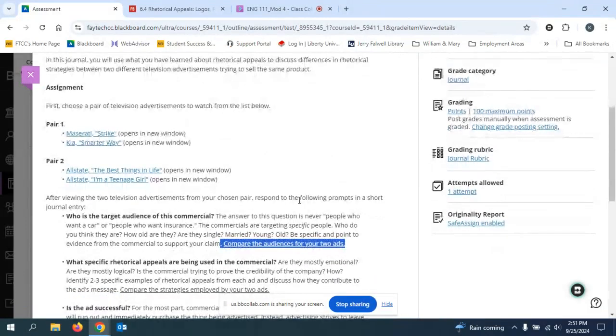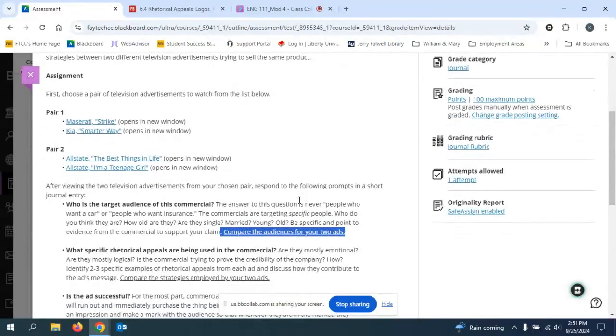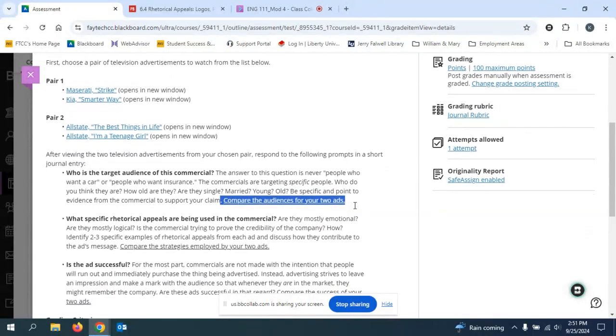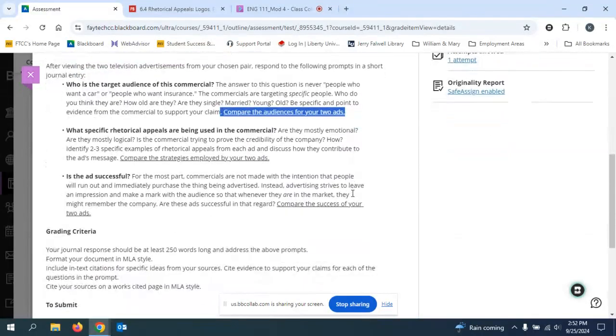How are the audiences similar? How are they different? Are the age groups the same? Are we expecting that one audience is going to be more educated than another? That's the comparison that you need to make. So first, answer the questions about both of those commercials and then make the comparison within that paragraph.